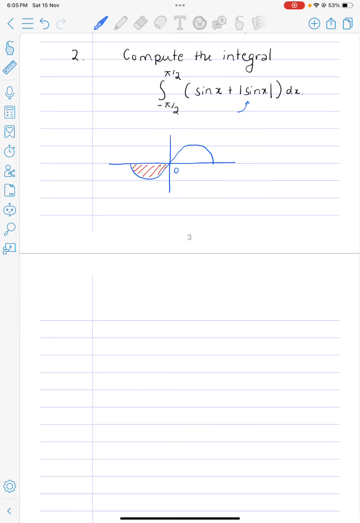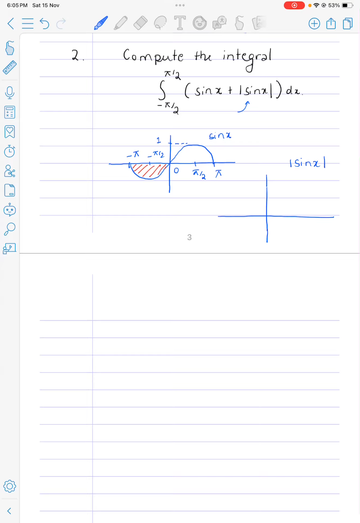This is 0. This is pi by 2. This is pi. This is minus pi by 2, minus pi. So this is the graph of sin x. What will be the graph of mod sin x?